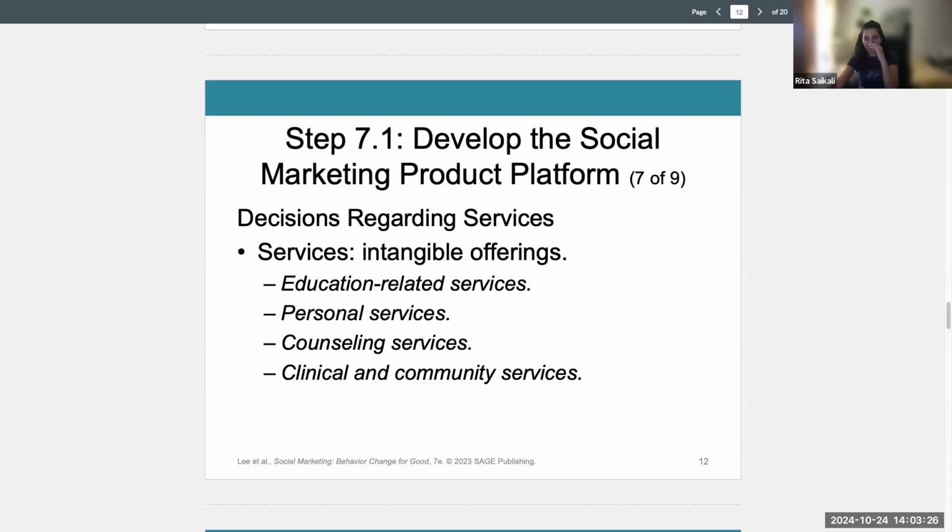So that's that. Counseling service and community service are also really important in behavioral change campaigns, especially when we're talking about mental health or substance abuse. Counseling helps individuals process personal barriers, while clinical services offer professional interventions for more complex issues. Community services, on the other hand, involve support systems that foster a sense of belonging. And if you're doing a behavioral change campaign, it's good to have all of these things set as part of your overarching goal for your campaign.